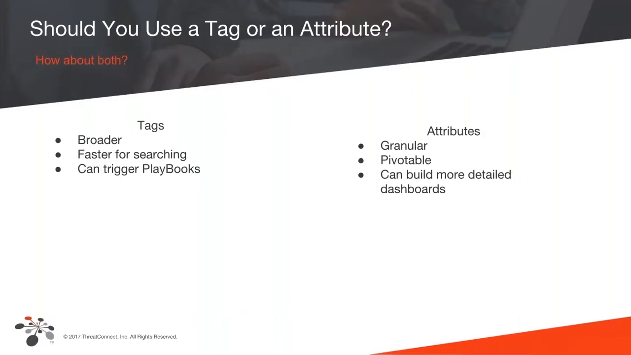And then with attributes, you can use those similar to tags, but you can use them to build more detailed dashboards. We can bring back those attribute types that matter to us, those things that we're adding in, and have specific dashboards geared towards our organization and towards the results that we're wanting to find.